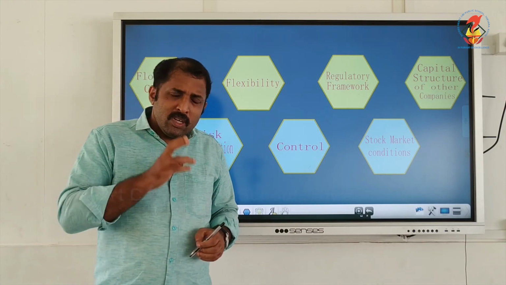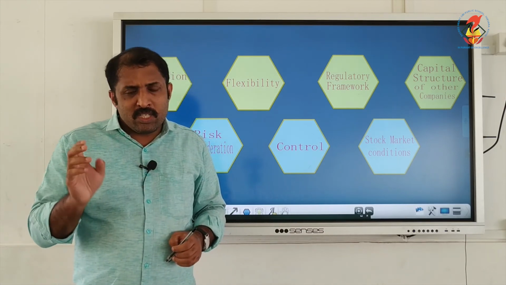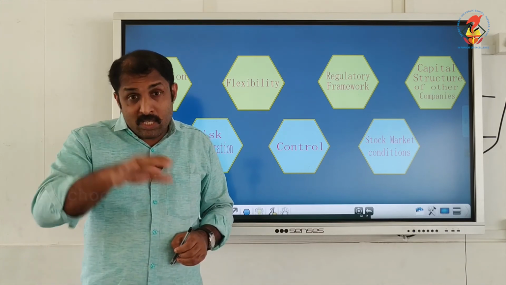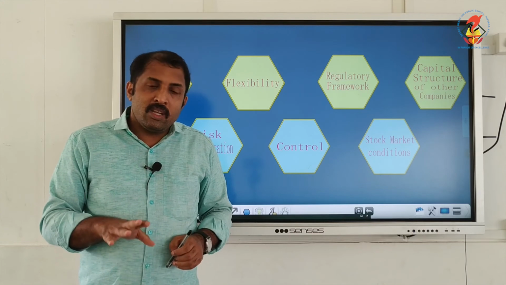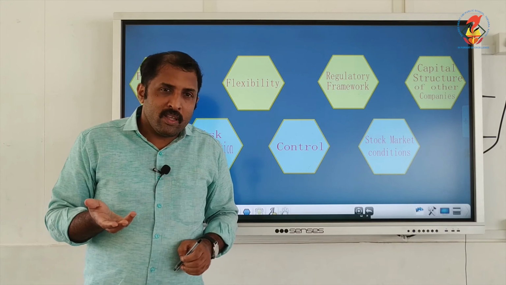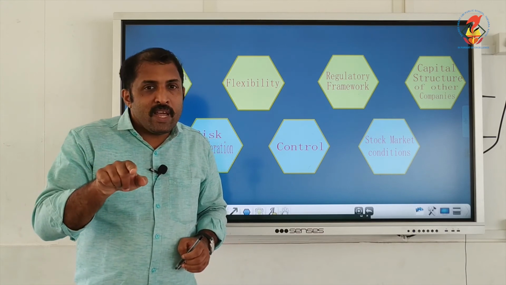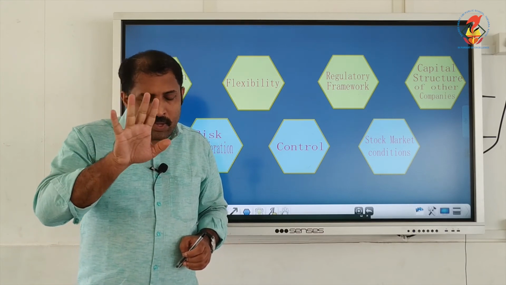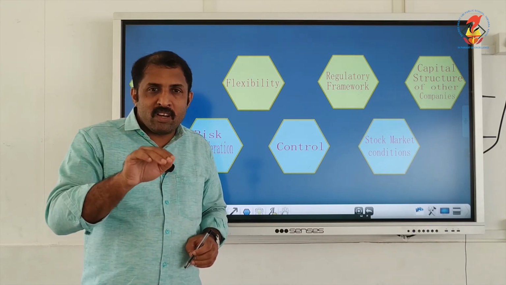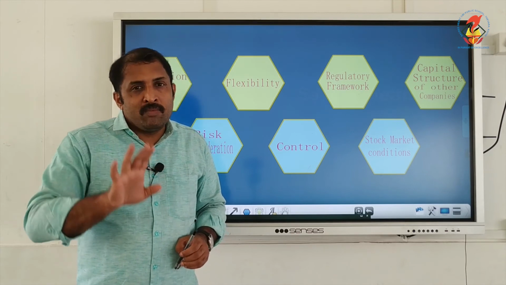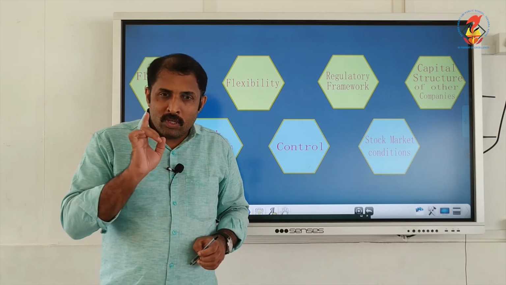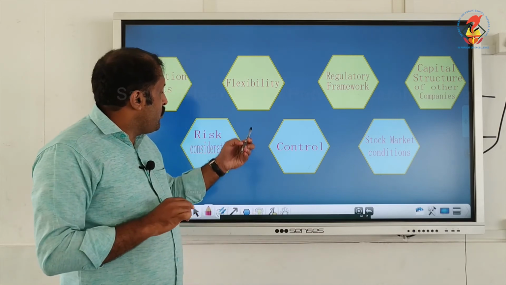If a firm's financial risk as well as business risk is comparatively lesser, if a firm's business risk is lesser, it can use more debt, but there is a chance of financial risk. So the firm has to consider the risk factors, basically business risk factors, and at a later stage the financial risk factor also has to be considered while going for capital structure. Flexibility.